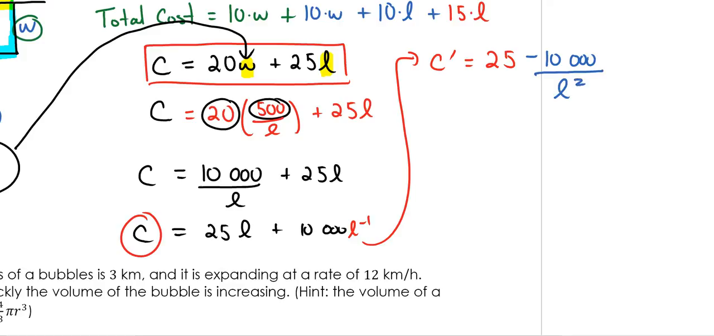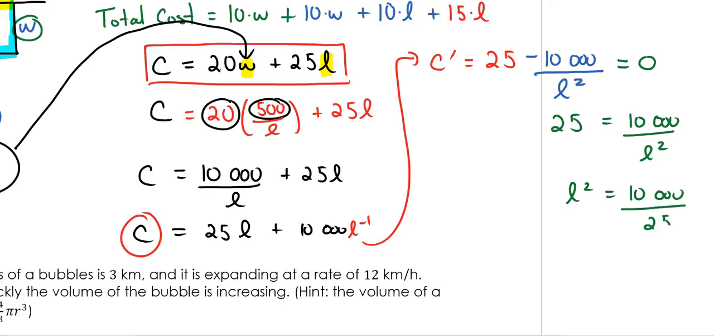Now we want to minimize the total cost, so if you want to minimize or maximize anything, we have to take its derivative and set it equal to 0. If I do that, I get 25 equals 10,000 divided by L squared, and that means L squared equals 10,000 divided by 25. Then I can take the square root of each side, and if you go to your calculator, this should give you a length of 20 meters.